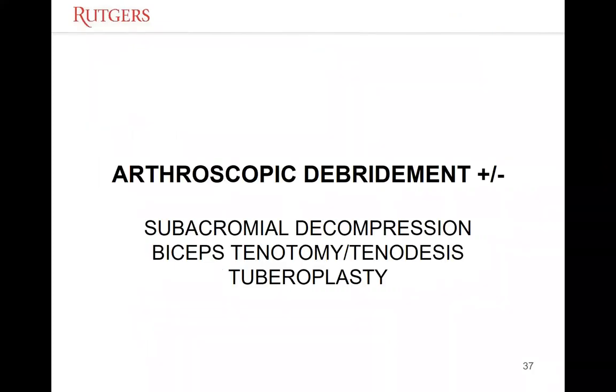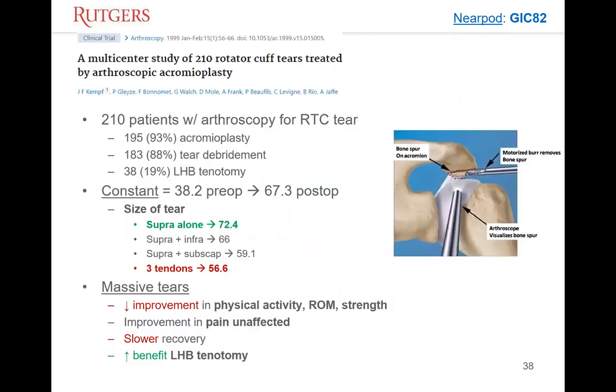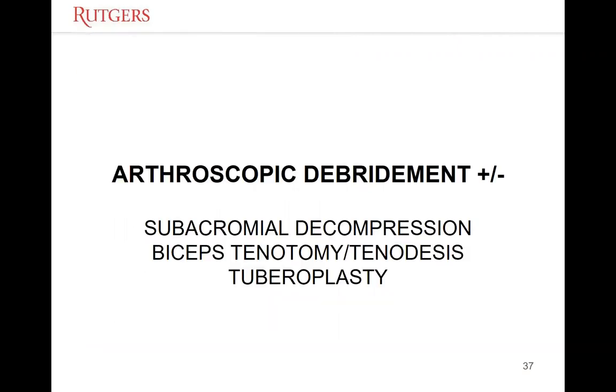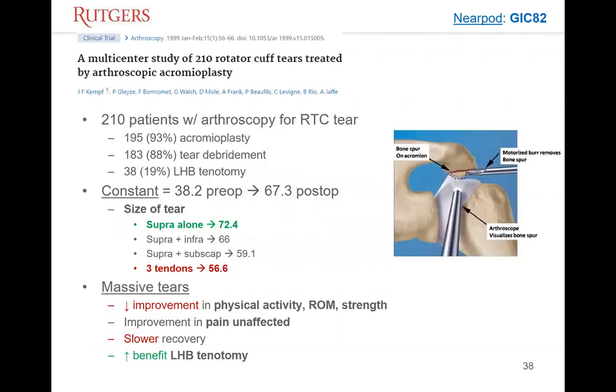So moving into our operative management strategies for patients who either fail non-operative management or are deemed not suitable for that. The first would be arthroscopic debridement with or without an adjunctive procedure. There was a 1999 retrospective case series from France where they identified 210 patients who were taken for arthroscopic debridement of their cuff tears with at least a year of follow-up.